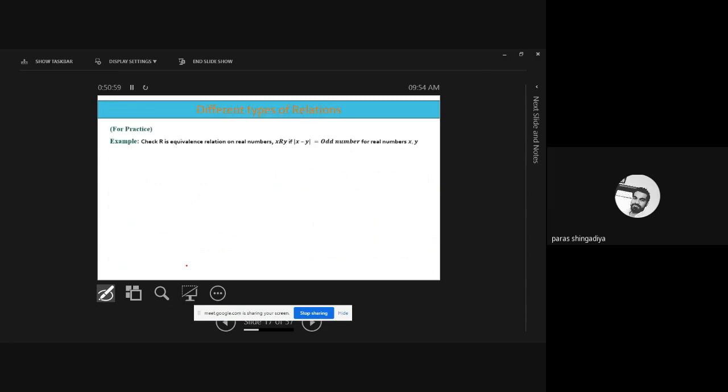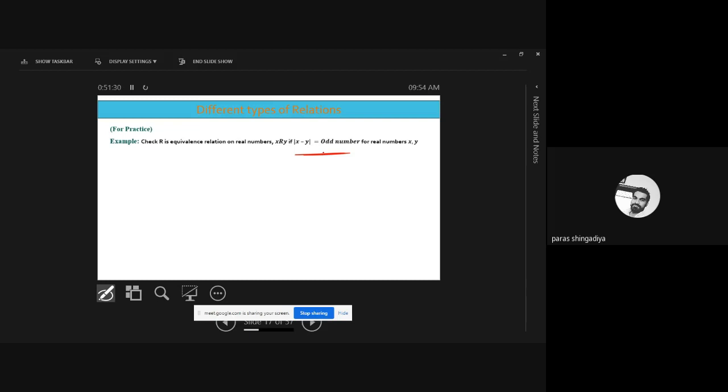This is for your practice. Okay. X और y even number के लिए हमने check कर लिया है कि 0 is even number. Okay. Now the same data is given with odd number. Okay. X minus y is equal to odd number. So is it a reflexive relation? Is it a reflexive relation? No, it's not reflexive. Why is it not reflexive?